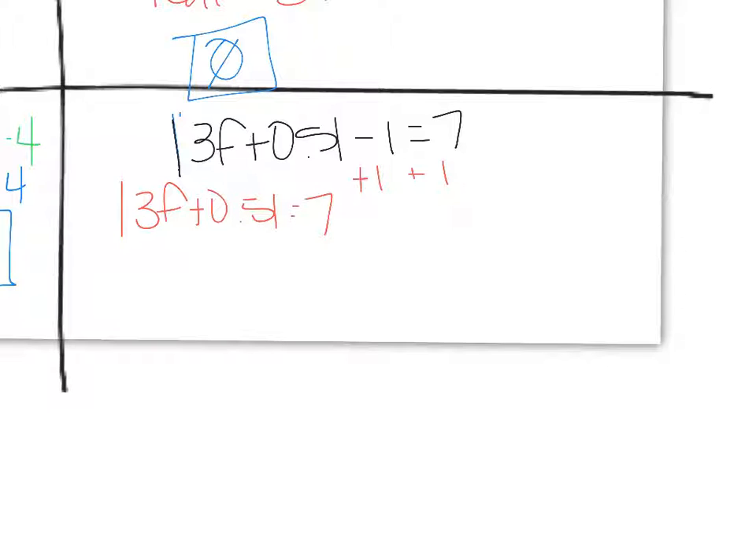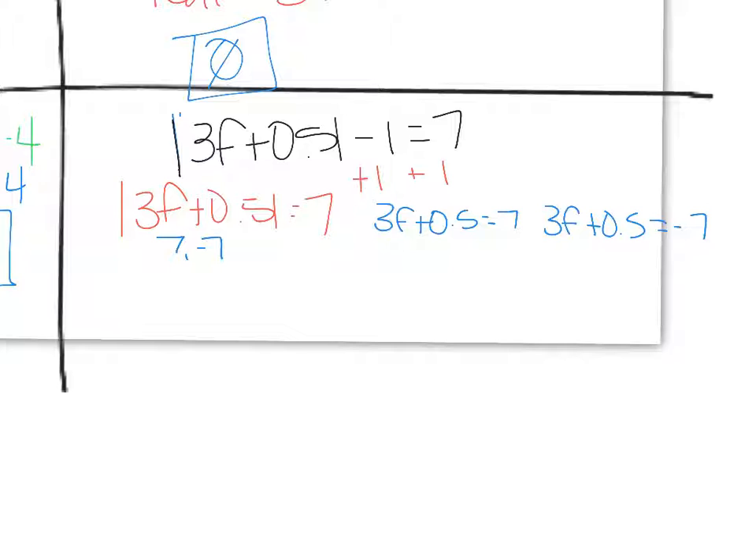Once your absolute value is isolated, go ahead and split it up into the two equations. So this tells me that something has an absolute value of 7. Well, the two numbers that have an absolute value of 7 are 7 and negative 7. So this tells me that 3f plus 0.5 could equal 7, or 3f plus 0.5 could equal negative 7.